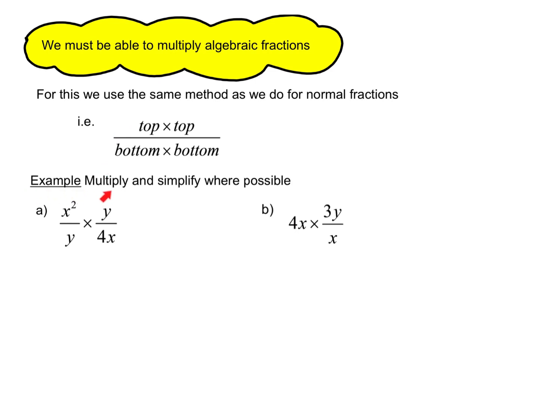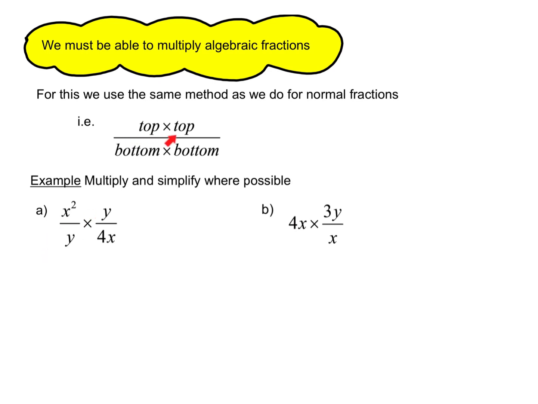For the first example, we're looking to multiply and, most importantly, simplify where possible. Now, we should always, when we're multiplying algebraic fractions together, look to simplify and try and leave our answer in simplest form. So we'll look at this first question here. So we have x squared over y multiplied by y over 4x.